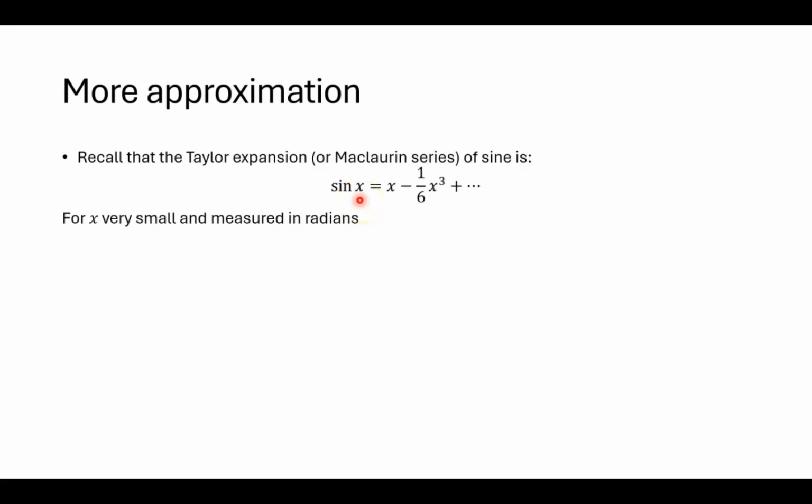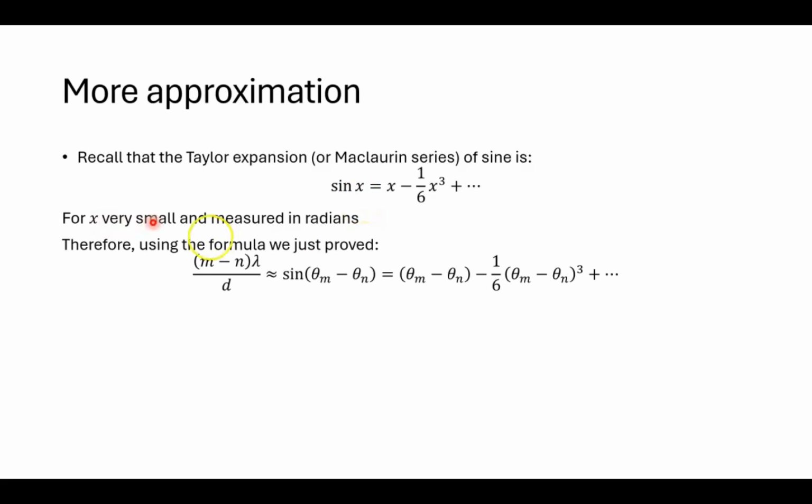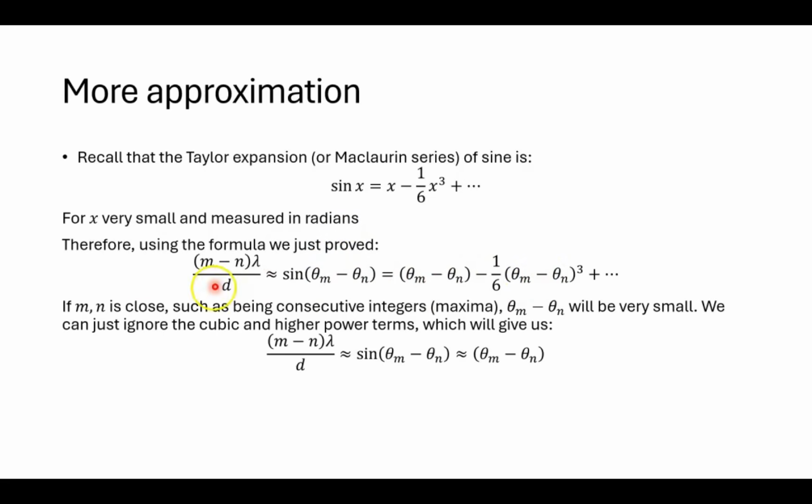But now let's get on to physics stuff and use the formula we just proved. So we have just proved this part of the formula, and then we can rewrite the sine as this. I basically just substitute x with theta m minus theta n, and you have these terms here. And now, if m and n are close, such as being consecutive integers, their angular difference will be very small.